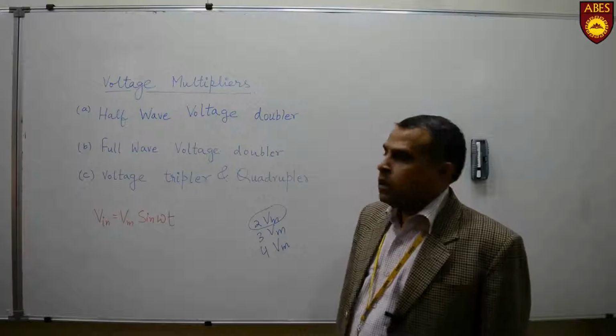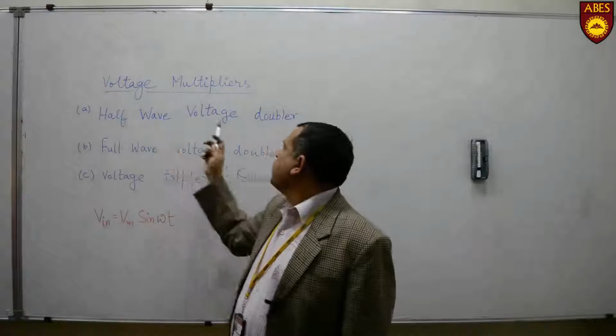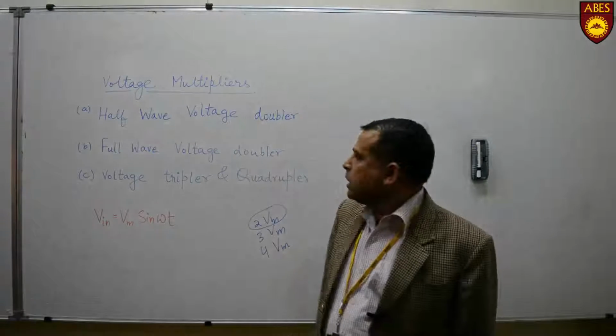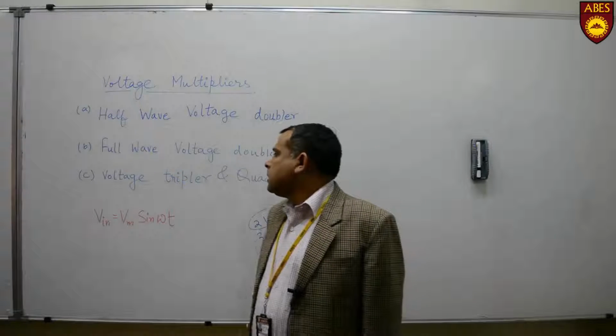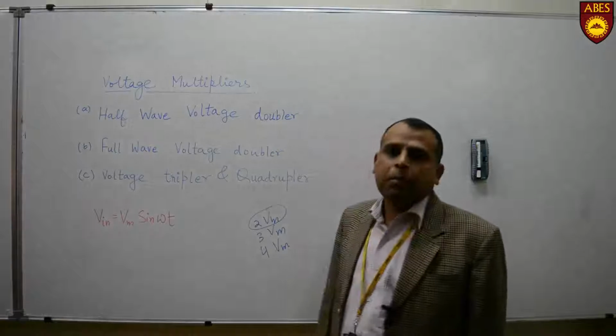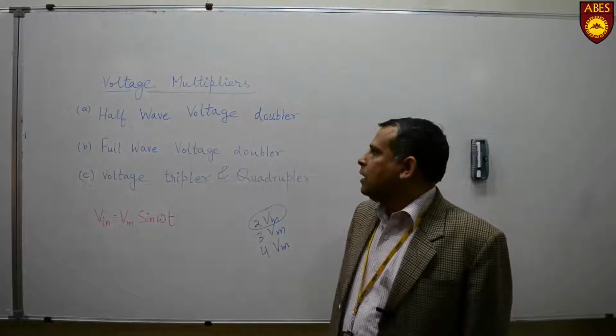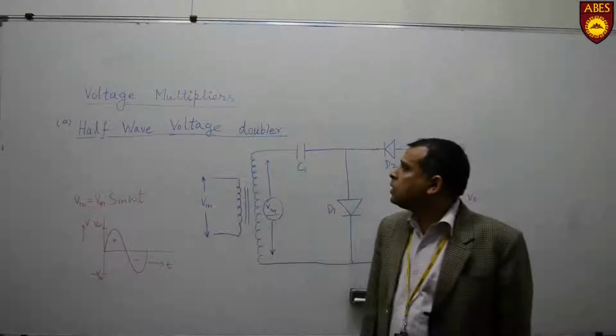Here we will study 3 circuits. The first one is the half wave voltage doubler. The second one will be the full wave voltage doubler, and the third circuit is called the voltage tripler and quadrupler. Let's start with the half wave voltage doubler.